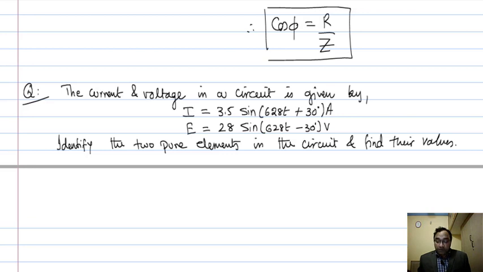Now, let us take one numerical which is based on the concept of LR circuit. The question is like this: the current and voltage in a circuit are given by the expressions I is 3.5 sine of 628t plus 30 degrees amperes, and voltage is given by E is 28 sine 628t minus 30 degrees volt. So, the question is identify the two pure elements in the circuit and then find their values. So, let us try to solve this problem.